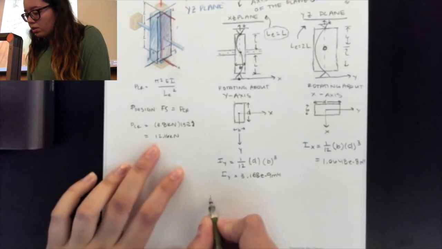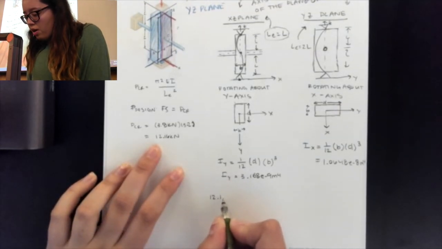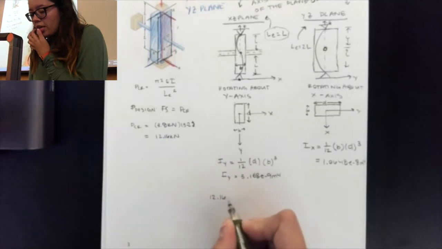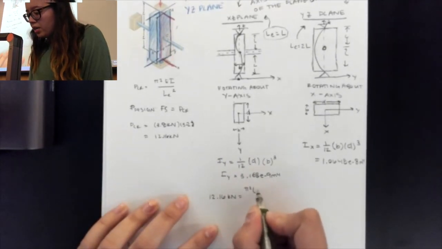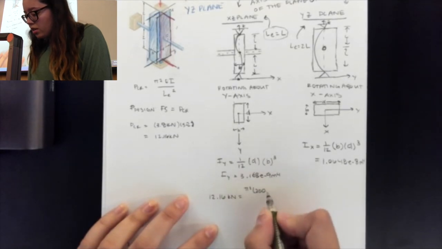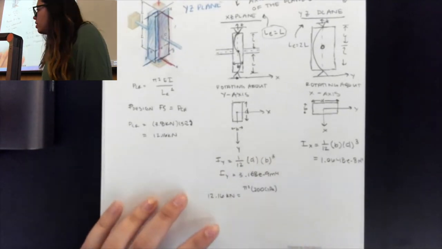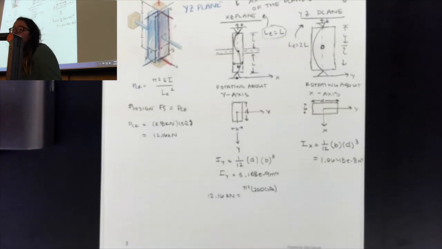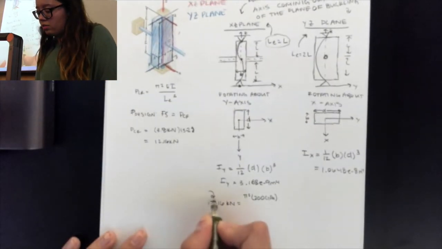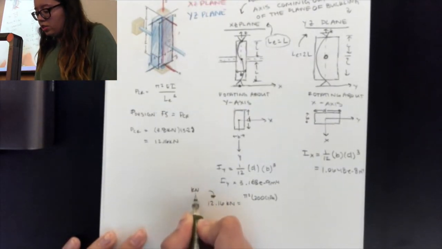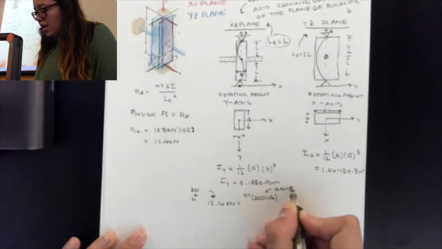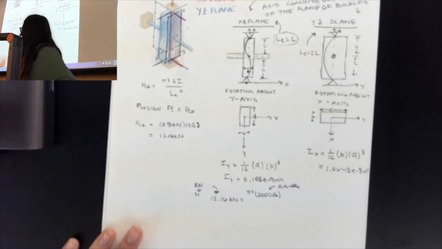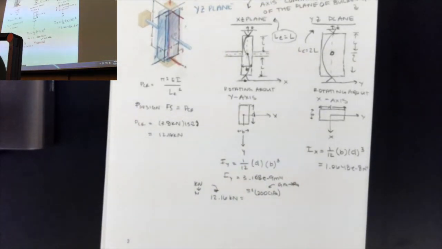We know that P critical is equal to 12.16 kilonewtons, equal to pi squared, E is 200 gigapascals. I want to point out to you guys, you need to change these units. What do I need to change this to? It needs to change to newtons. What about this one? It needs to go to pascals. I don't do all of that in here just because I want you guys to understand the process, but please don't think that you don't have to change them.